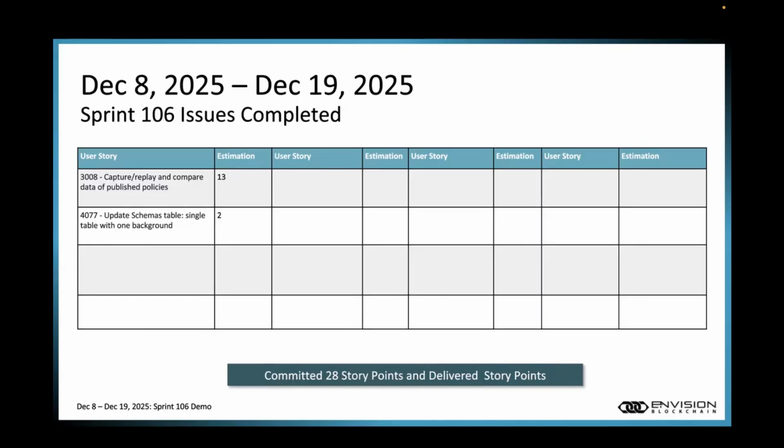Talking about Sprint 106, in Sprint 106, we committed to 28 story points and we delivered 115 story points, which included 3008 capture, replay, and compare data of published policies, and 4077 update schema table, single table with background, which is a minor UI issue.